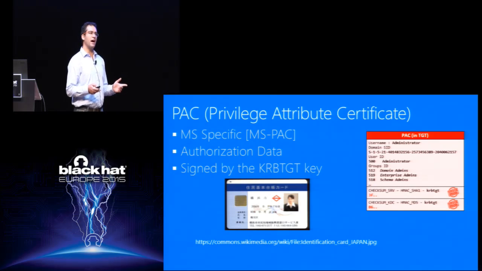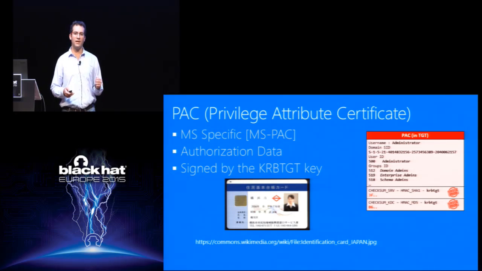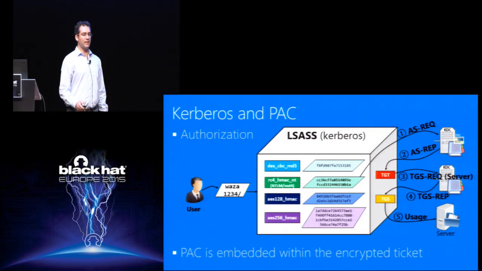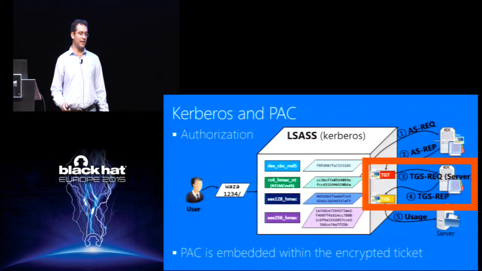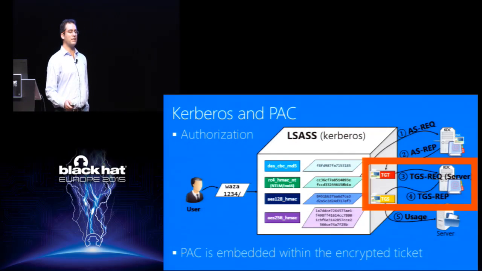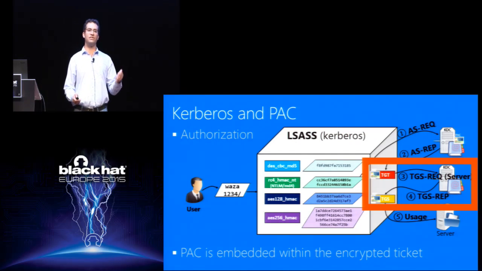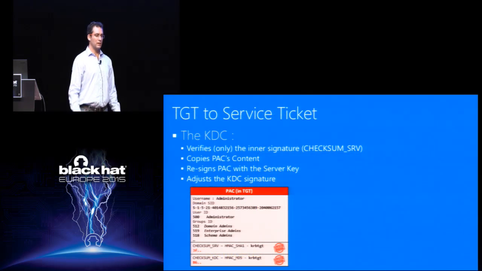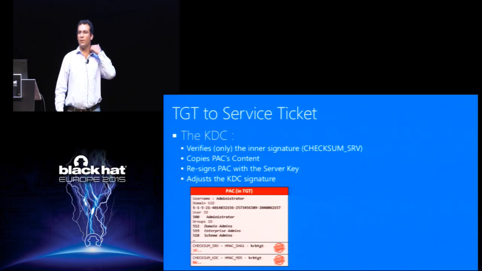So this is the PAC that we remember from the golden ticket attack. And it's embedded within the encrypted ticket. Let's talk about what happens when the user sends the TGT and requests a TGS. What happens to the PAC?